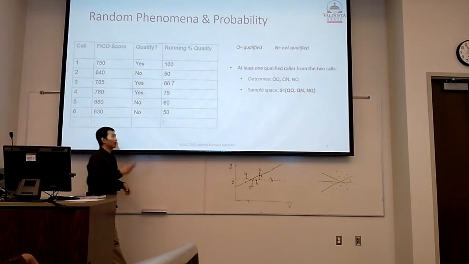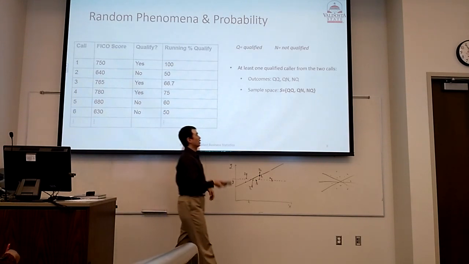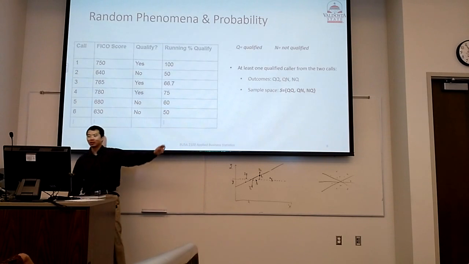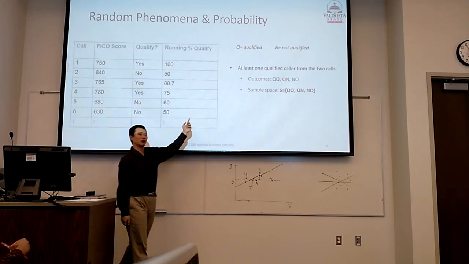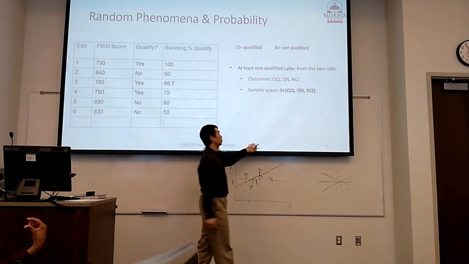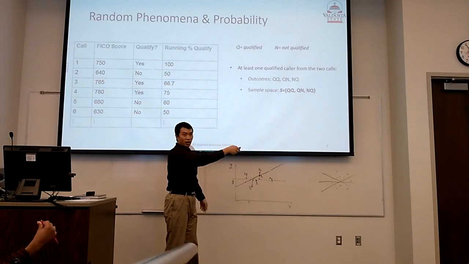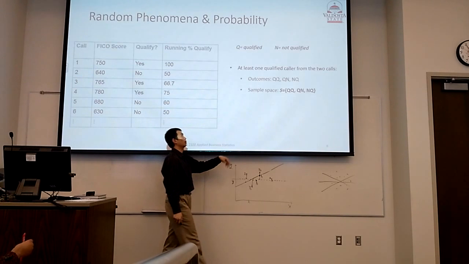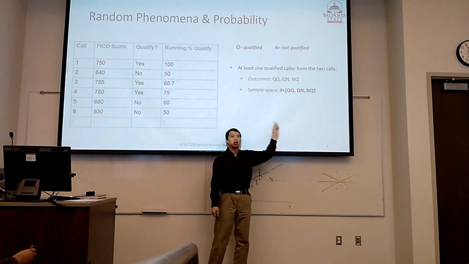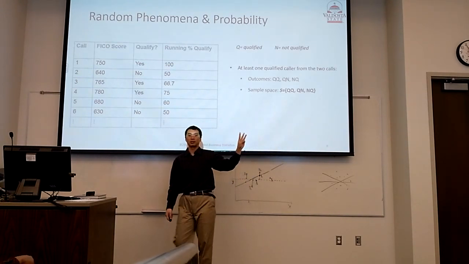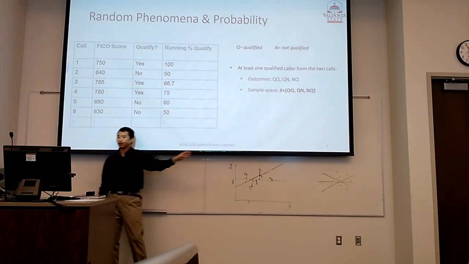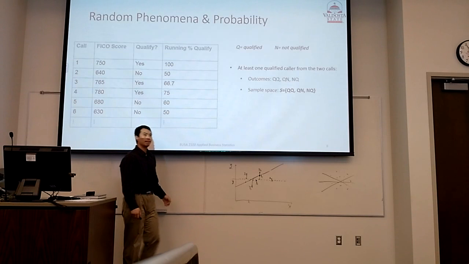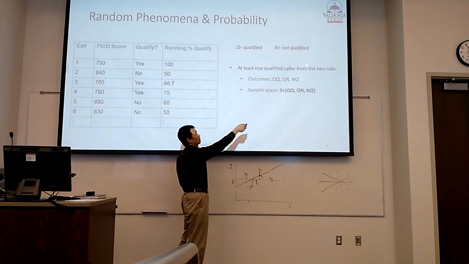Another reference, at least one qualified caller from two phone calls. So those are our possible outcomes: both qualified, the first one qualified, and the second qualified. Three possible outcomes, and our sample space has those three outcomes. So that's one example. So that's our event.